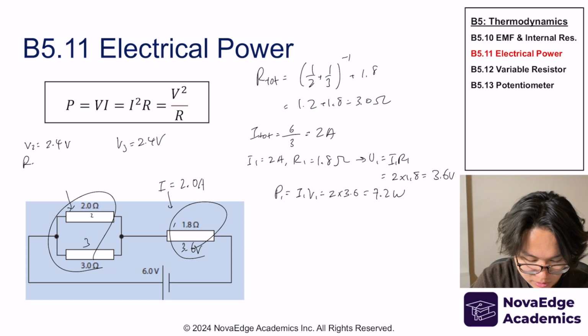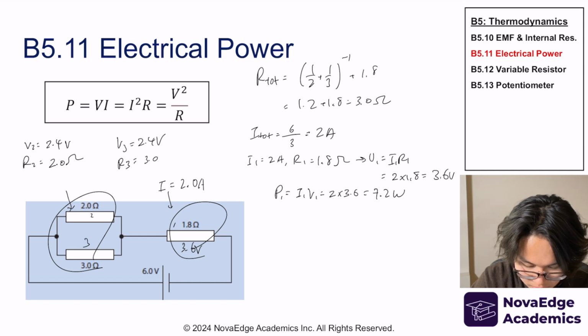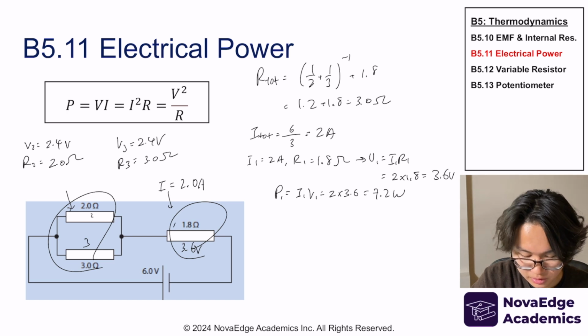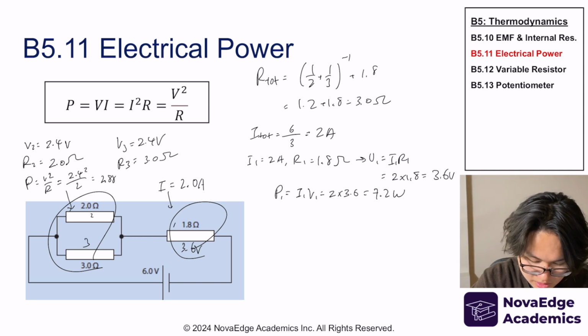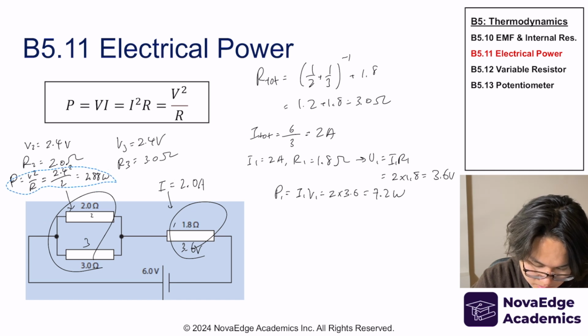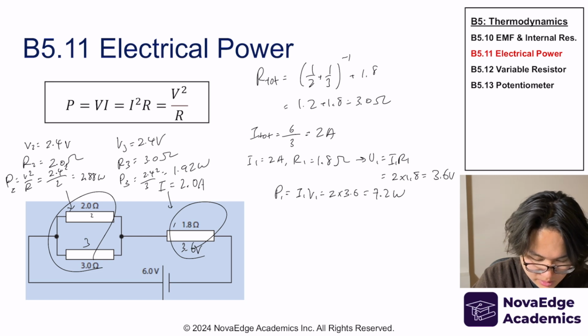So I also know R2 is 2 ohms, R3 is 3 ohms. I actually don't even need to calculate the current. I could just say that P is equal to V squared over R. So I can do 2.4 squared over 2. That's 2.88 watt. Let me bring this a bit this side. Right, and P3, same thing, 2.4 squared over 3, 1.92 watt. Okay, so that's basically it.